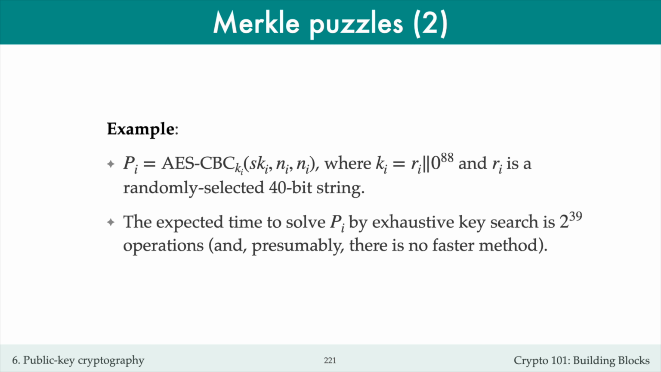Anyone can solve Pi by doing exhaustive key search on Ri. So for each 40-bit key Ri, one would decrypt Pi and check if the second plaintext block equals the third plaintext block. If it does, then you most likely have the correct secret key, and therefore also the session key. So Pi can be solved in 2 to the 40 steps by exhaustive key search. This is feasible, but still a considerable amount of work.